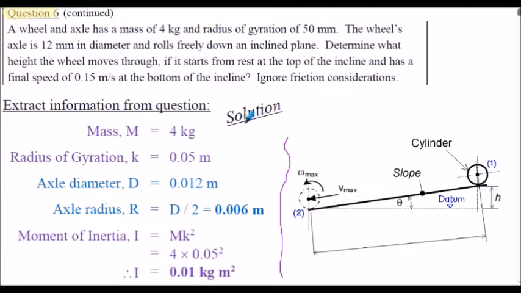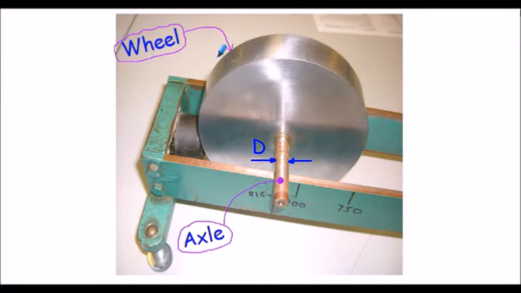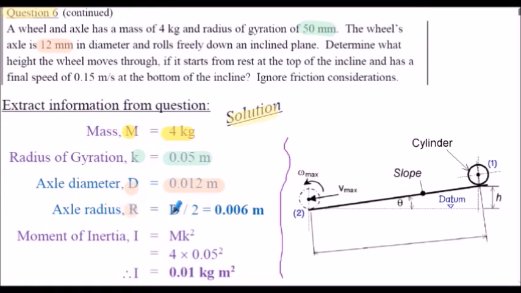Question 6, solution here. To extract the information from the question, the mass of the wheel and axle is 4 kilograms. The wheel's radius of gyration, k, stated in the question is 50 millimeters. As always, we convert that straight away into meters, so 0.05 meters. The wheel's axle diameter is 12 millimeters. Again, converting diameter into meters, 0.012 meters. Again, referring to the photograph, here's the wheel, here's the axle, and here's the axle diameter d. To calculate the axle's radius, of course, that's just the diameter divided by 2, so 0.006 meters.